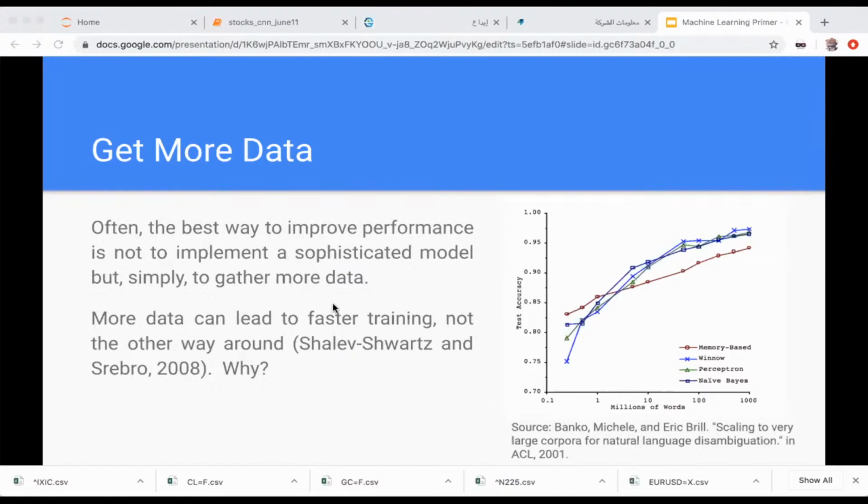So my main point here, the one-sentence takeaway message, is: try to get more data if you can. If it is easy, do this. This is often the best way to improve your accuracy.